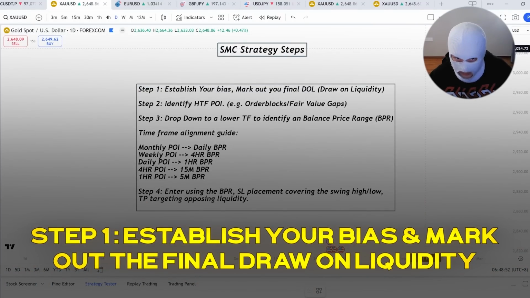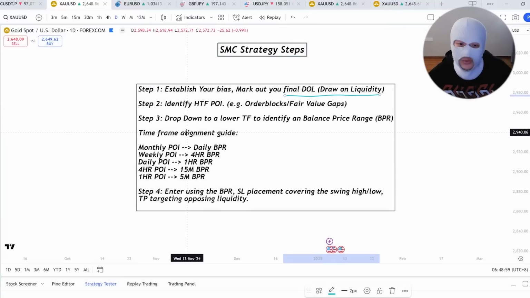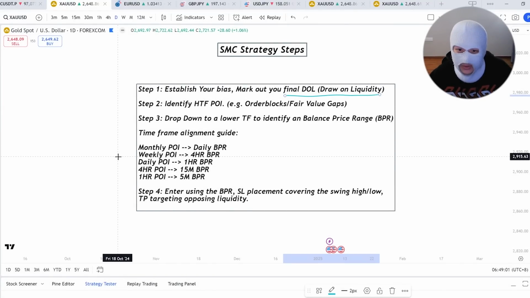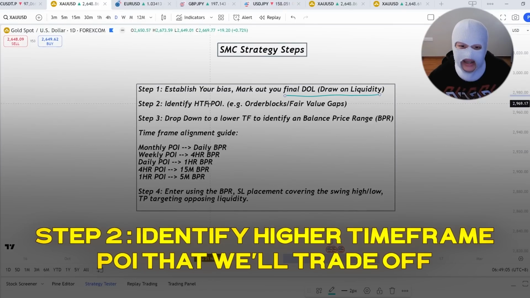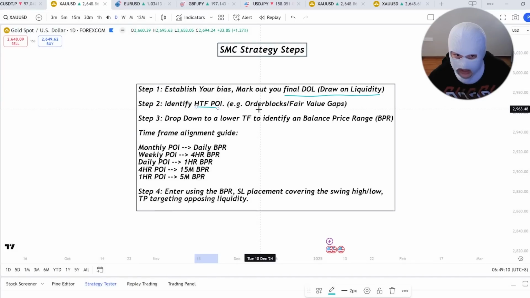Step 1. Establish your bias and mark out the final draw on liquidity or your target. We went through this in the previous section, but I'll make it clearer as we discuss some trade examples. Step 2. Identify the higher time frame point of interest we will trade off. This is usually a fair value gap or an order block.